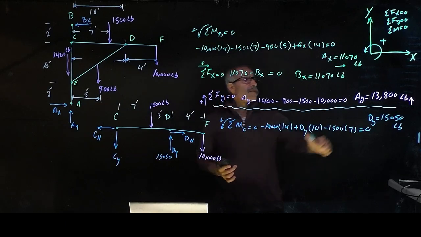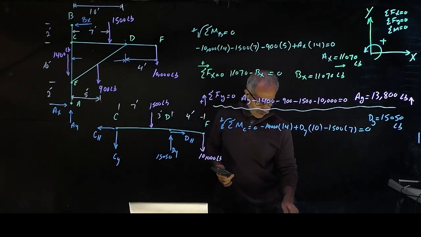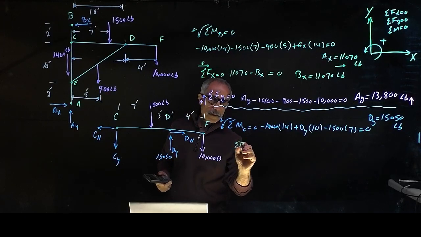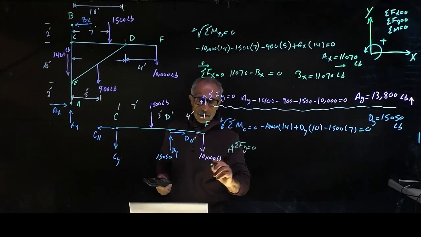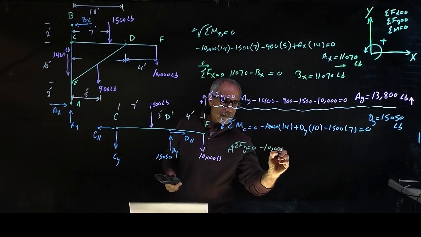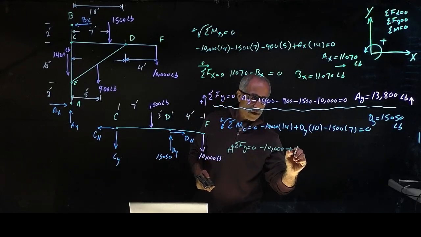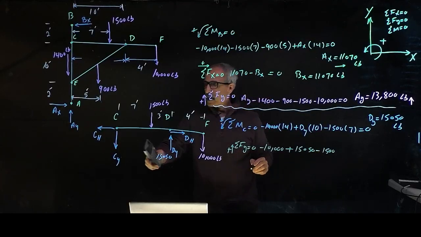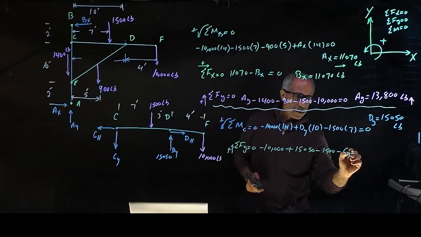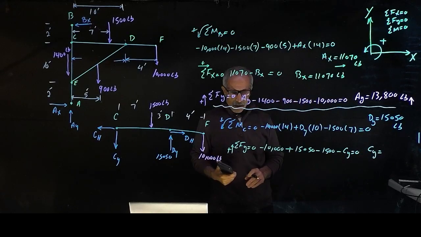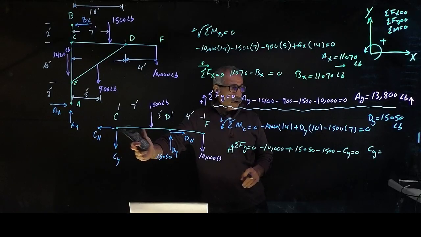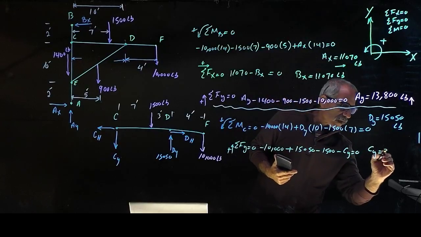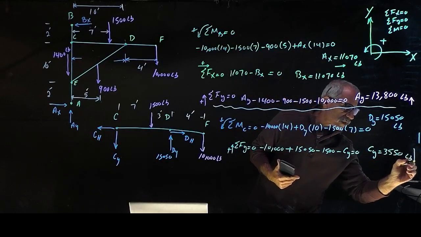We can go ahead, because we used one of these, we can use the other one to solve the other member. So let's go ahead and do summation of f of y is equal to 0. Going up is positive, I got minus 10,000, I got plus 15,050, I got minus 1,500, and I got minus CY is equal to 0. And CY comes out to be, okay, I assumed CY is going down, so the number comes out positive. That means my assumption was correct. So CY is going to be 3550 pound, and the direction is down.